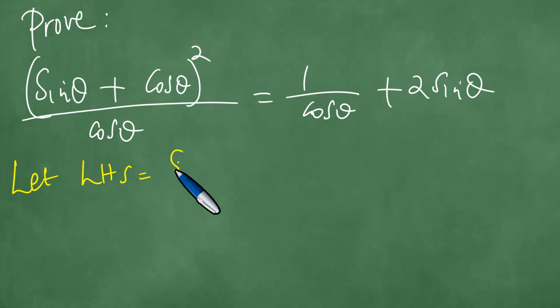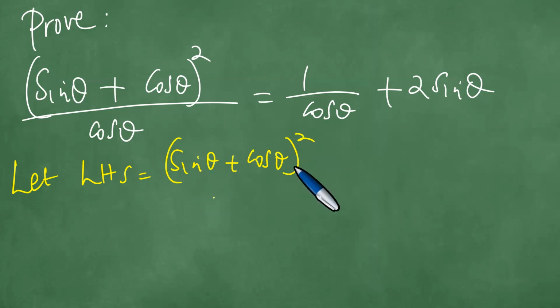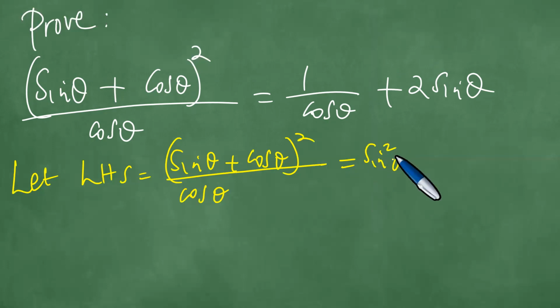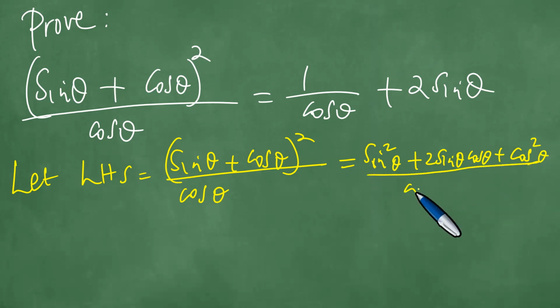So you have the left-hand side, which is sine theta plus cosine theta, squared, divided by cosine theta. So if you square this, it's sine squared plus 2 sine cosine plus cosine squared, divided by cosine theta.